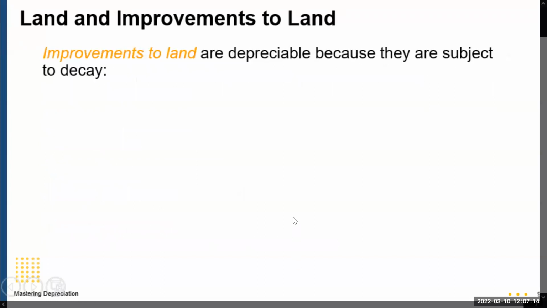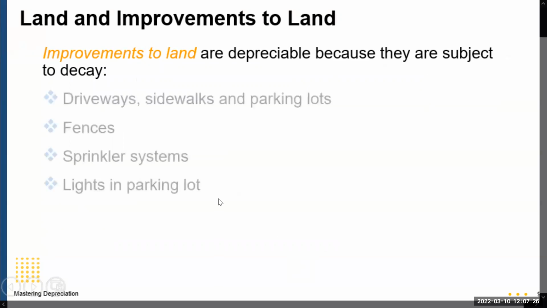Okay, this is where we ended. We did not talk about improvements to the land. Improvements you do depreciate. The cost of the land and all of those other things on that last slide, you do not depreciate; they just go into the cost of the land.